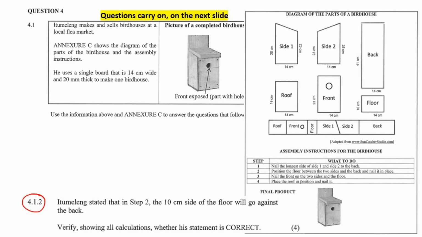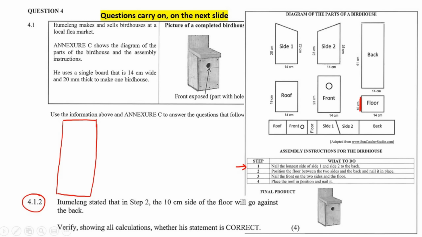So for this next question, it says that Intumaleng stated that in step 2, the 10 centimeter side, so that's this side over here, will go against the back. Verify, showing calculations, whether his statement is correct. So in step 2 here, what they first told us to do is nail the longest side of side 1 and side 2 to the back. So what they mean by that is, okay, here we have the back.